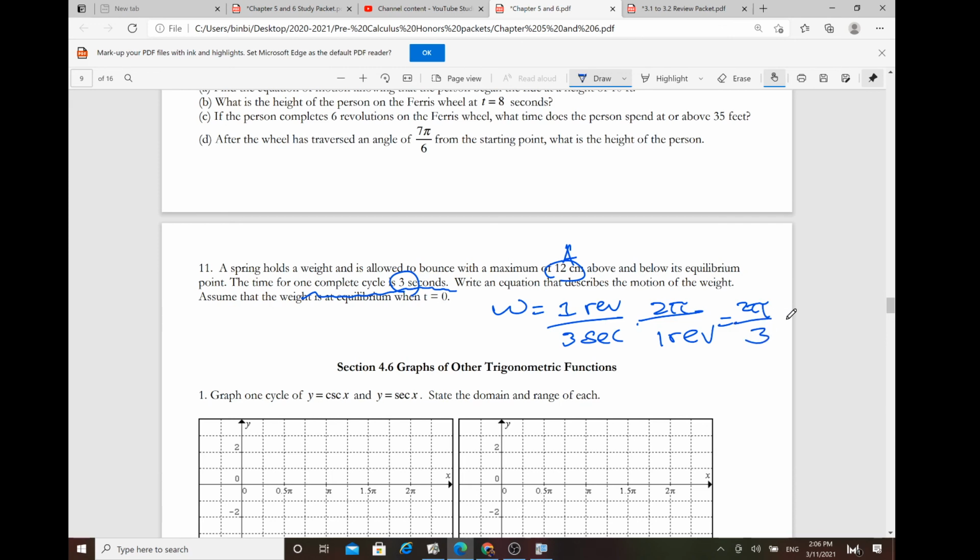So for the model here, there's no vertical translation. So the model is just y equals A sine W times t, which is 12 sine 2 pi over 3 times t. Just like that, a basic form. There's no horizontal phase shift and there's no vertical translation.